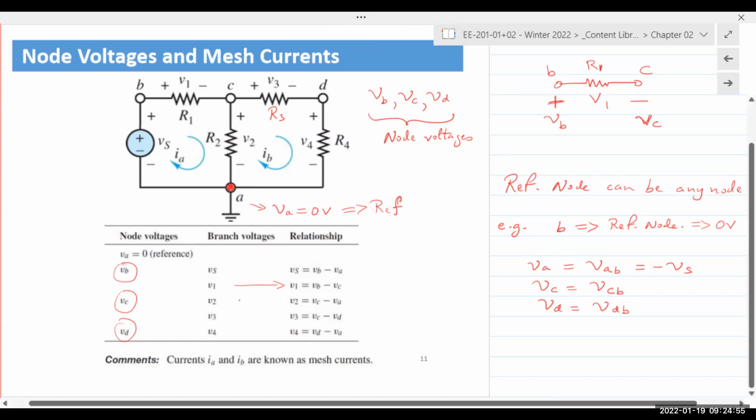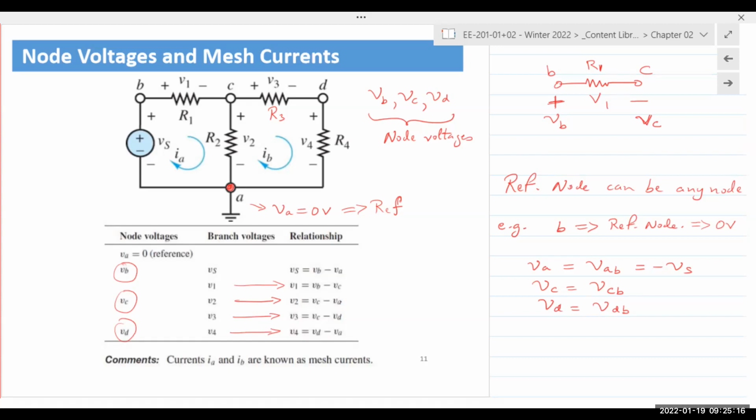So similarly, here, V2 can be expressed as the difference between VC and VA. V3 is between VC and VD. And V4 is VD and VA, right? Because your reference is all at A. And for the resistor voltages, basically, again, just look at the terminals, see which nodes they're connected to, assume the polarity of the voltages, and then take the higher voltage, or higher polarity, minus the lower one. So that is node voltage analysis, the concepts for node voltage analysis.